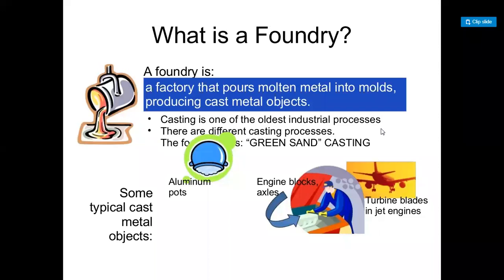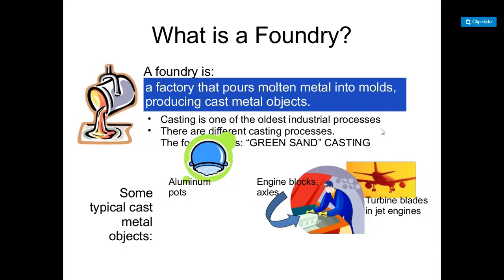Why is Foundry used? Okay. What are the different casting methods in Foundry? What are the different sands? So today we will discuss all these things. Okay. So you can see what is Foundry.